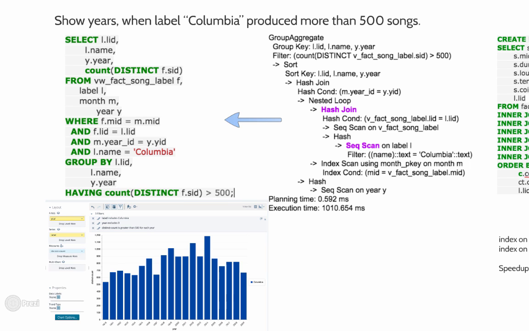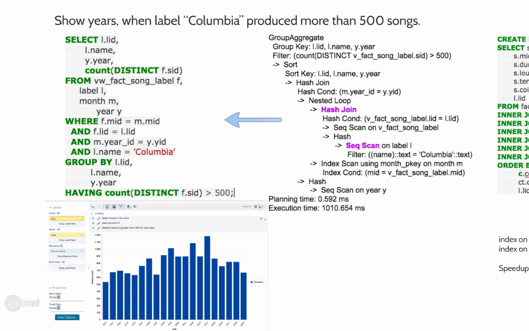Another example of a query might be: show years when label Columbia produced more than 500 songs. As previously mentioned, to enable analysis by label, we had to handle its many-to-many relation with release and later the many-to-many relations between the releases and songs. For this, we created a materialized view, facts on label, connecting facts on features, fact and labels. The underlying query is, and the initial query execution plan is the following. Execution time is around 1000 milliseconds.